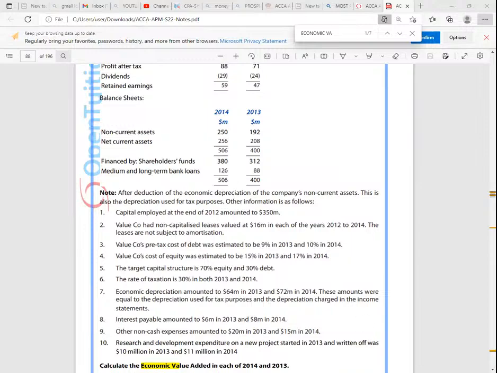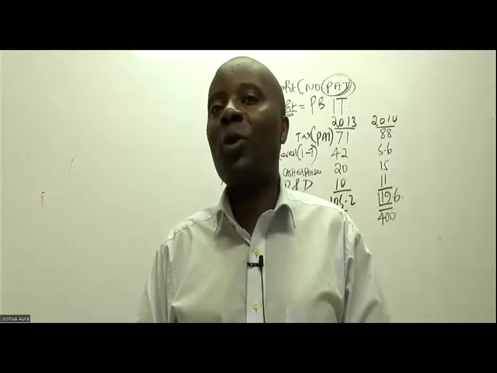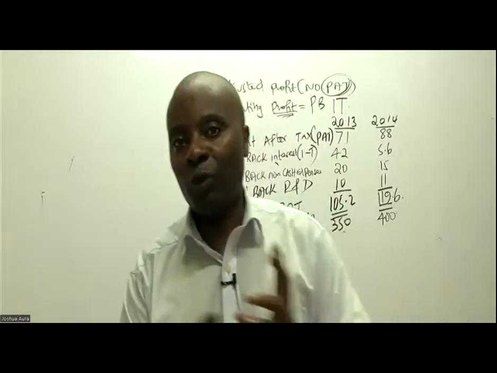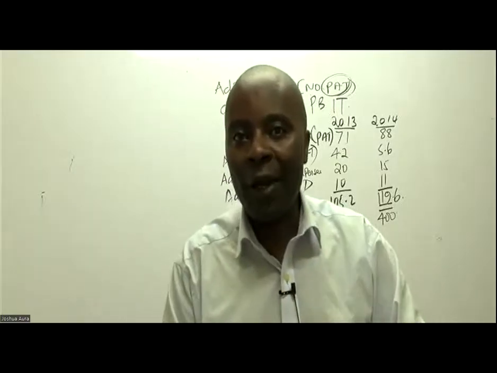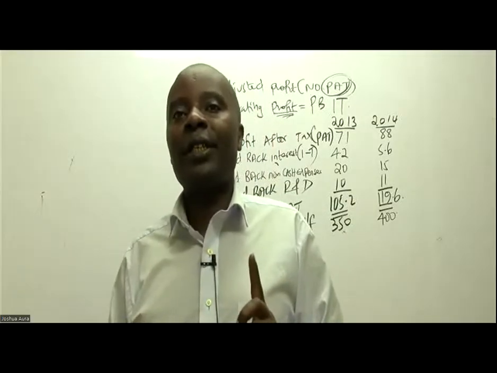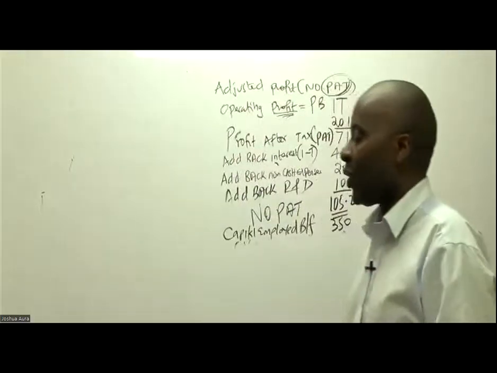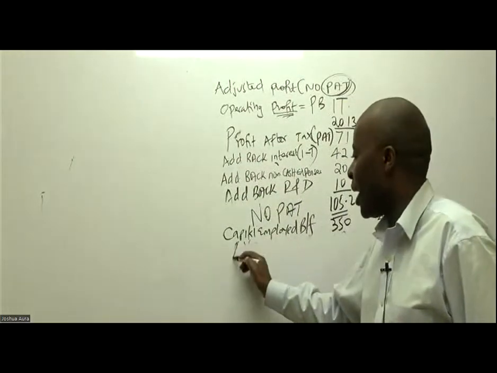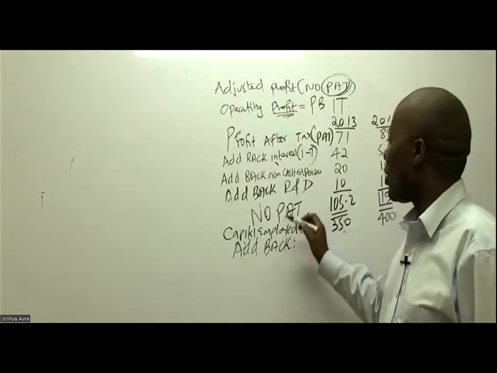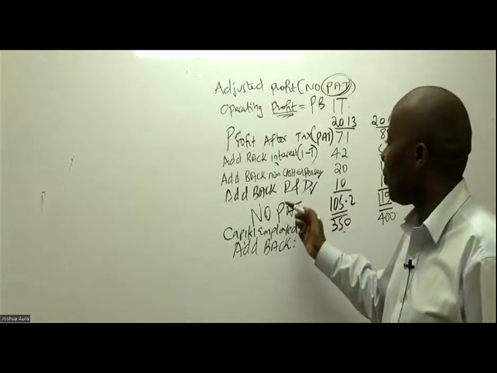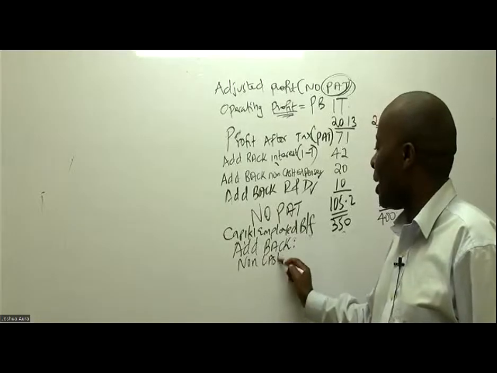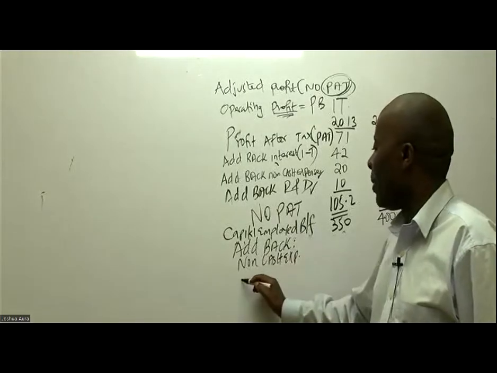Capital employed at the beginning of these years must be the capital that was employed at the end of the previous year. If it is 2013, capital employed at the end of 2012 was brought forward. Capital employed at the end of 2013 becomes the capital employed at the beginning of 2014. And then from there, come and give us adjustments. So in this case, come and say add back. Very good. I'll start with them. I'll come and say add back non-cash expenses.